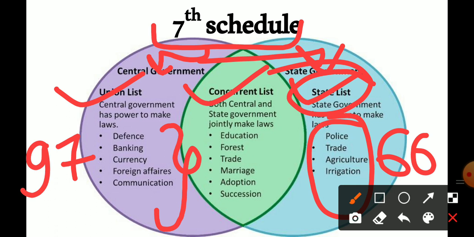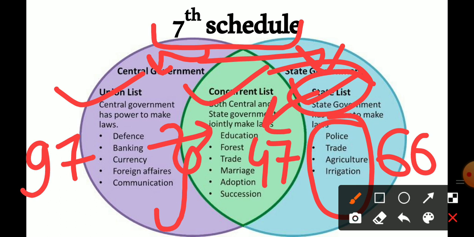Now come to the concurrent list. There are 47 subjects in the concurrent list. In the concurrent list, both the central government and the state government have the power to make laws on these subjects. So this is a basic idea about the 7th schedule.